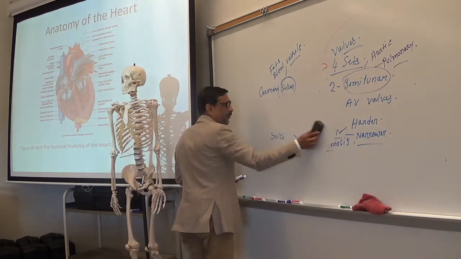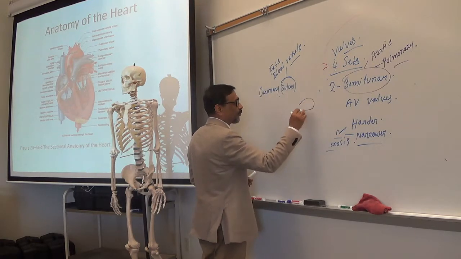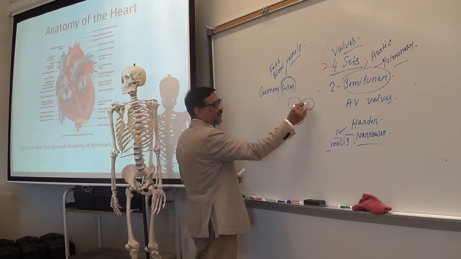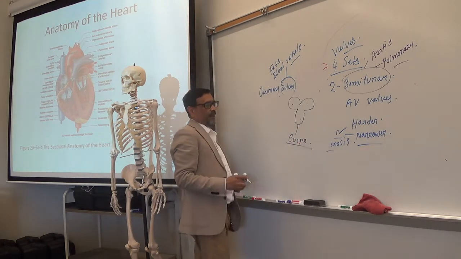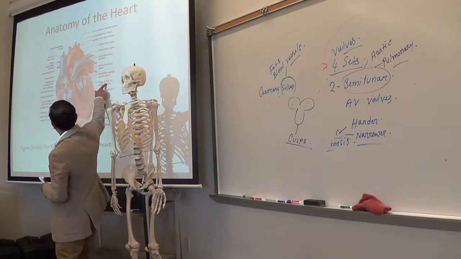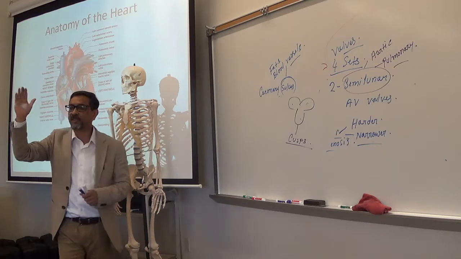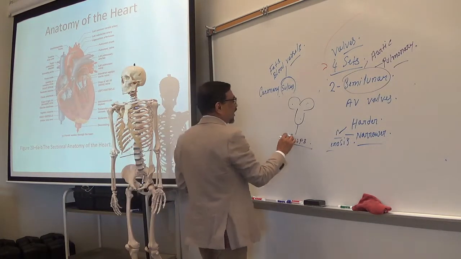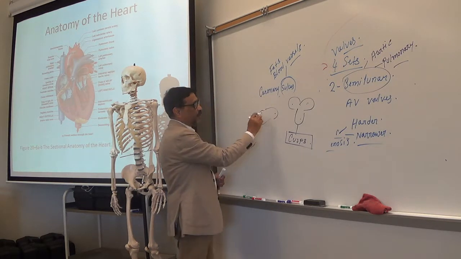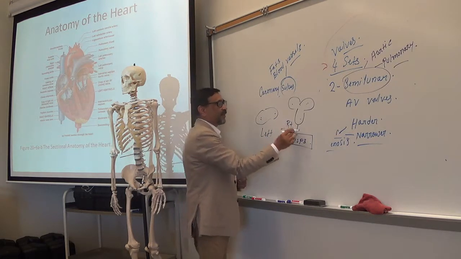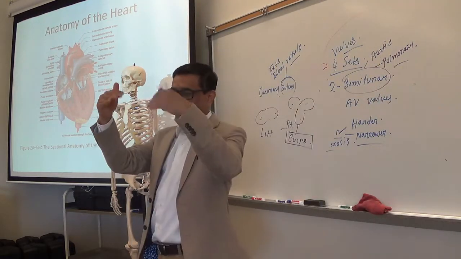If you see the left AV valve, it has leaf-like structures like this, called cusps. These are not called valves. The valve is the whole thing. These are cusps. On the left side, you have 2 cusps. On the right side, you have 3 cusps. So, tricuspid is the right AV valve and bicuspid is the left AV valve. It has 2. So right is tricuspid and left is bicuspid. That means on the left side you have 2 leaf-like structures, or cusps.